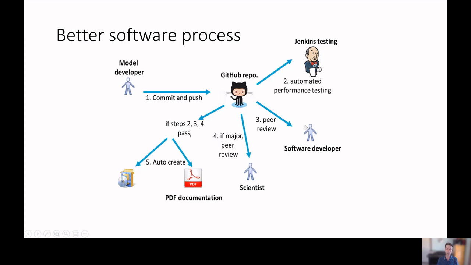While that's happening, a software developer usually peer reviews that commit or that change to APSIM. And if it's a major change, we usually get one or more scientists or modelers to review that change. Now, if all of those three pass, we automatically create a new installation. We automatically create the changed documentation, and we push that out as an upgrade to users, which they can choose if they wish.